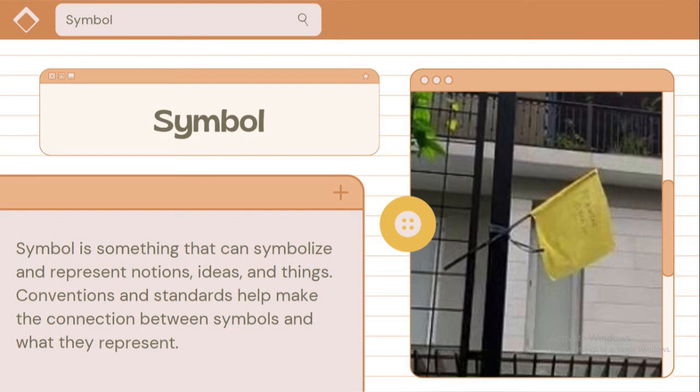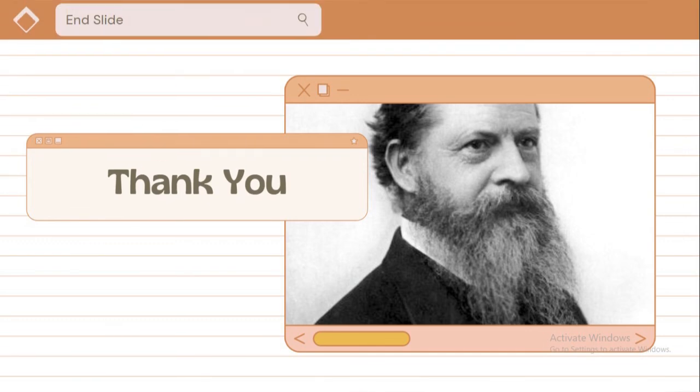For example, I have a picture here. There is a yellow flag. And in Indonesia, if there is a yellow flag, it can be interpreted as a sign that someone has died. That is all I could explain about the semiotics theory of Charles Sanders Peirce.